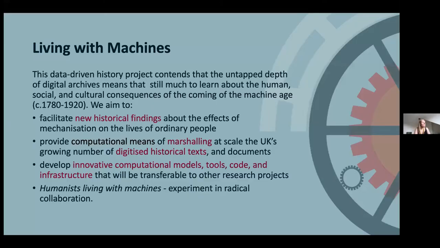So the team behind the bid proposed what might be thought of as both a data-driven history project and also a human and history-focused data science project. Our aims were to facilitate new historical findings about the effects of mechanization on the lives of ordinary people in the long 19th century, to provide computational means of marshalling the at-scale digitized archives now available to us, and to develop innovative computational models, tools, code, and infrastructure components that will be transferable to other research projects.